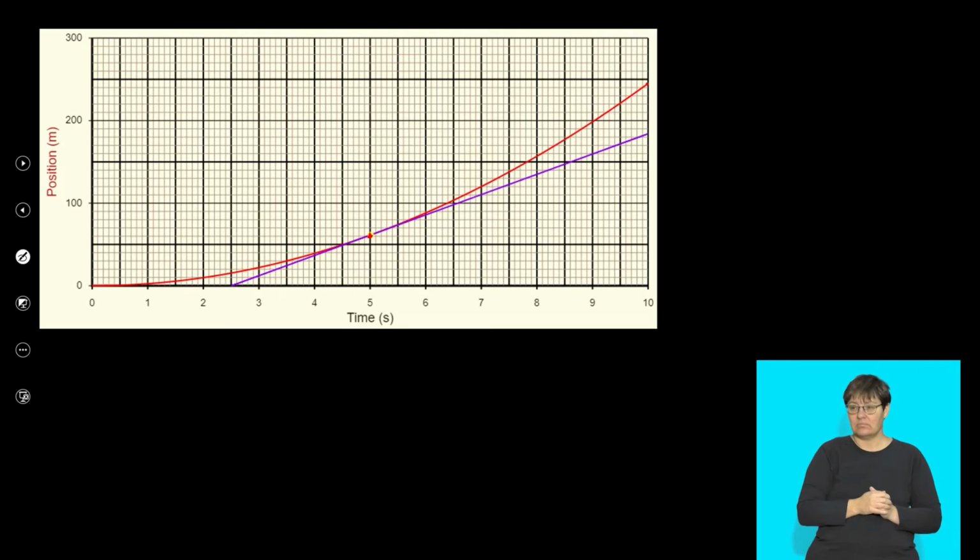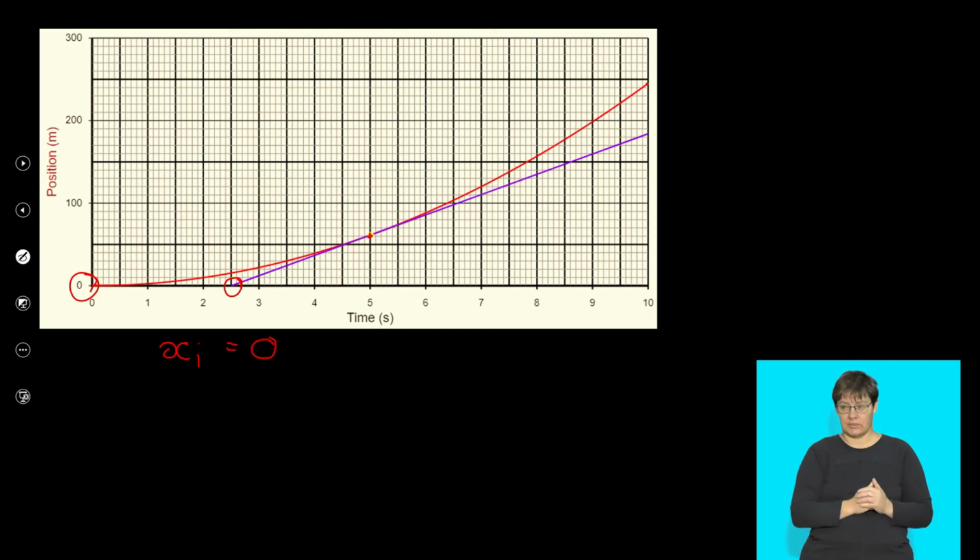So I'm going to use this point over there where my distance, so this would be my position 1, my initial position is 0, because that's 0 over there. My time, so this is t1, is 2.5 seconds.